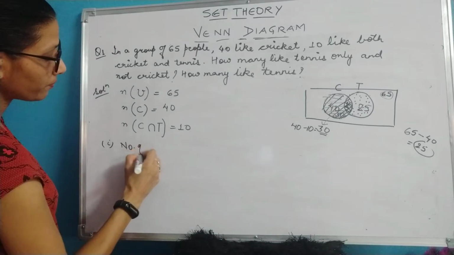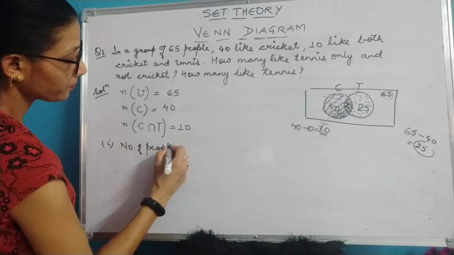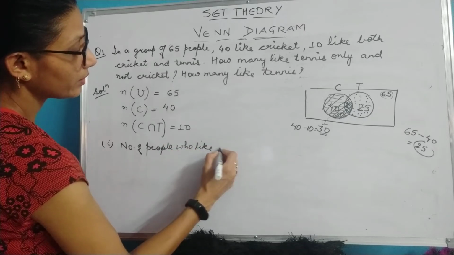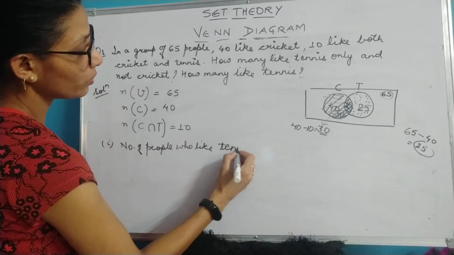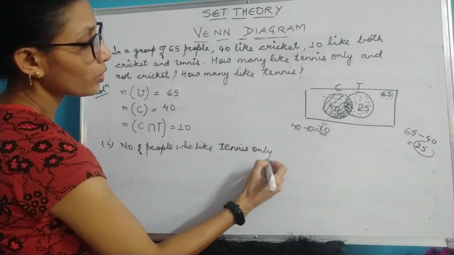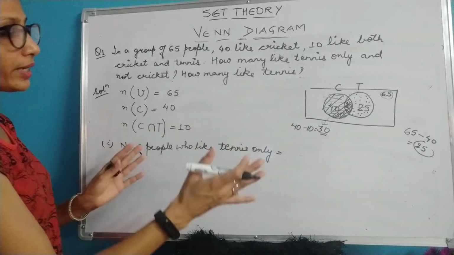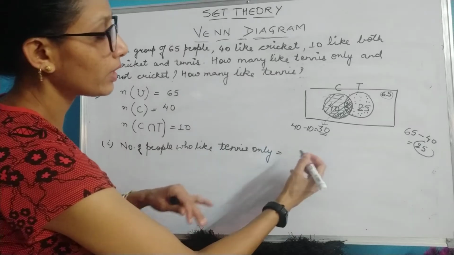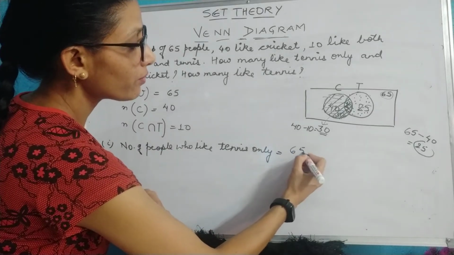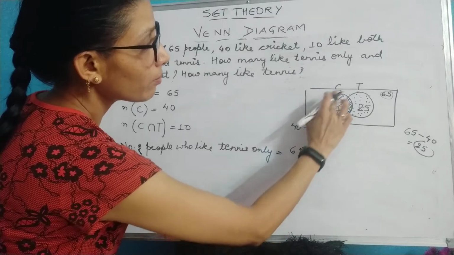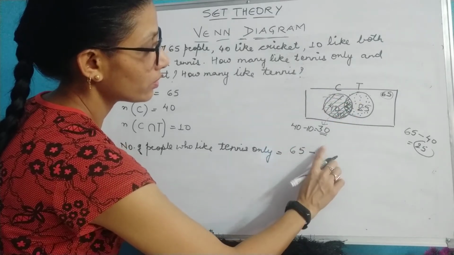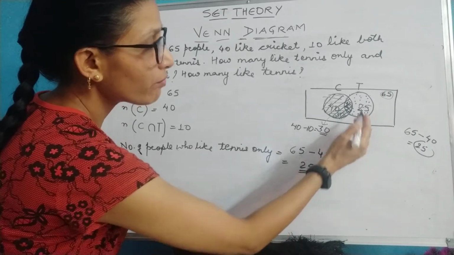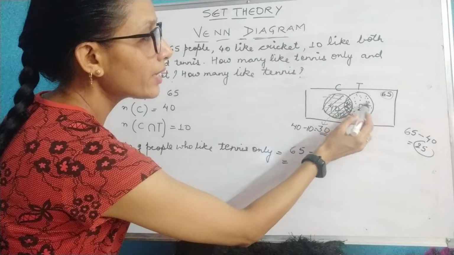First of all, we need to find out tennis only. Number of people who like tennis only. So I have already calculated in the Venn diagram, but then we have to write it also. So number of people who like tennis only, how have I calculated? 65 minus what have I done? Minus this area. That means, this is your 40, which gives you 25. So there are 25 people who like tennis only.